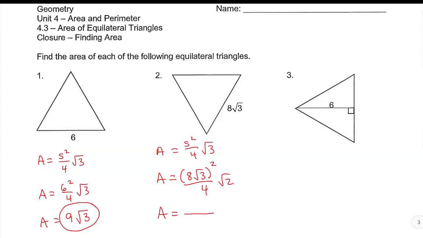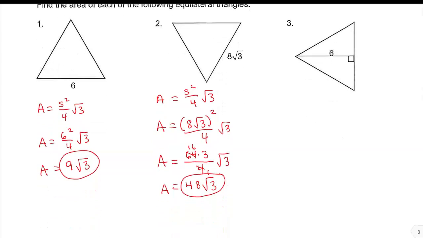8 root 3 squared, I would do 8 times 8, which is 64. So I'm going to leave that down there, 64. And then root 3 times root 3 is just 3. So that'll be 64 times 3 when I am done. 4 does cancel with 64, and that leaves 16 behind. And 16 times 3 is 48. So the area of that triangle is 48 root 3.